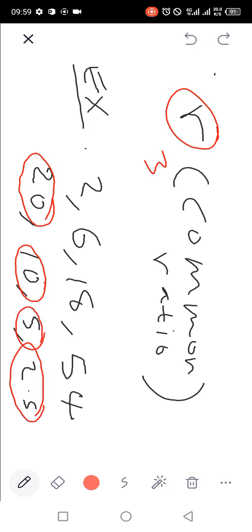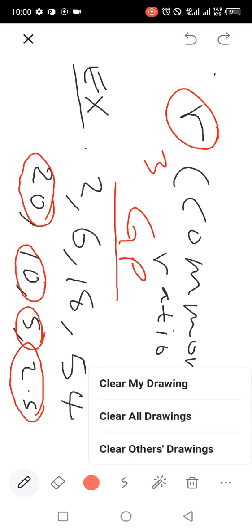So the idea in paper 2, the idea under GP is that you have to multiply these numbers or you have to divide. It depends. I hope that is clear. So we are now moving on to the next part. Formula for common ratio.